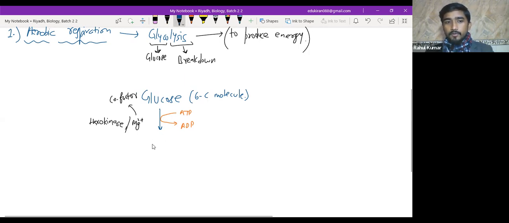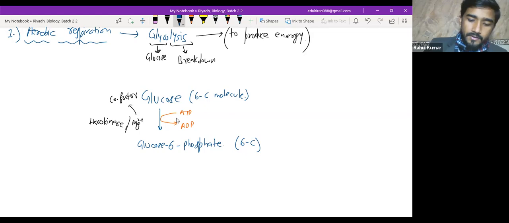ATP is used, and what becomes? Glucose becomes glucose 6-phosphate. This phosphate, which came from ATP, goes and binds at the 6th carbon. It becomes glucose 6-phosphate. Is it clear, everyone? It is still a 6-carbon molecule, but now it has a phosphate attached to it. Now, why do you think it is happening? Why do you think at the very first step we are using energy for a process which was supposed to give us energy?